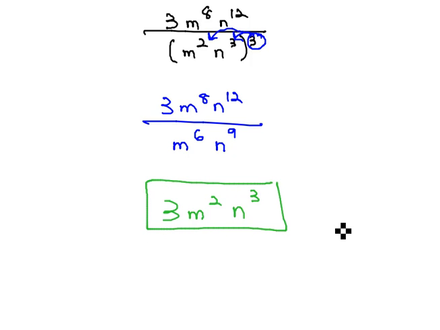And we have our final solution, 3m squared, n cubed. We arrived at our solution by deciding which exponent rule to apply by keeping in mind order of operations as a guide.